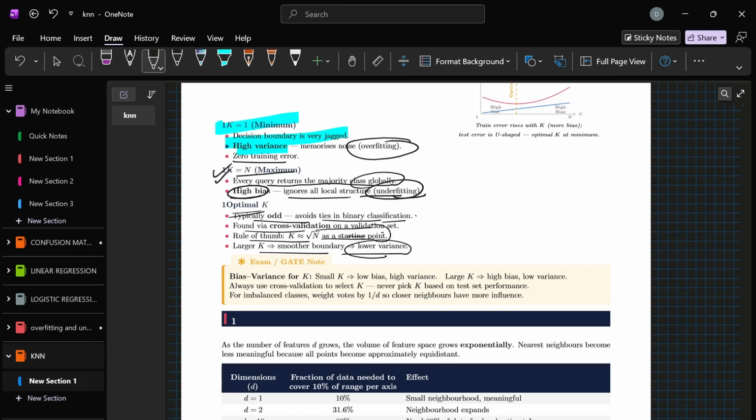As U shape, the bottom of the U shape is also your optimal k. Okay, now how to find it? The final method is cross validation. Train with different values of k, check which one has the best validation score and use it.